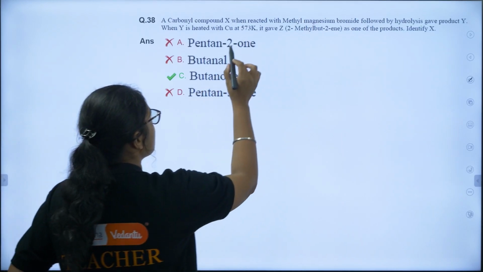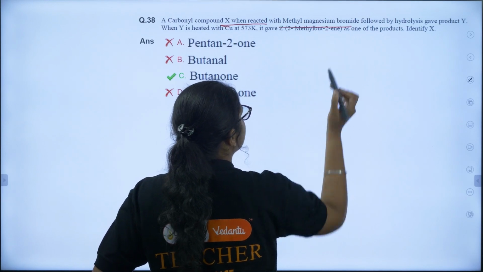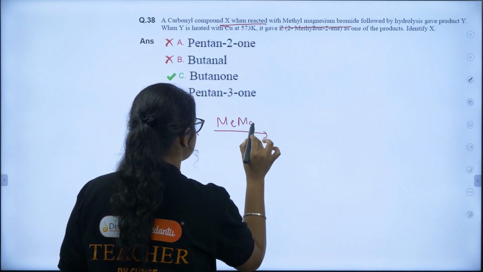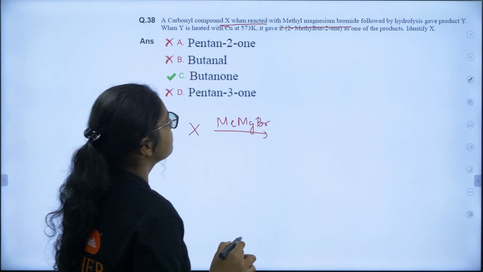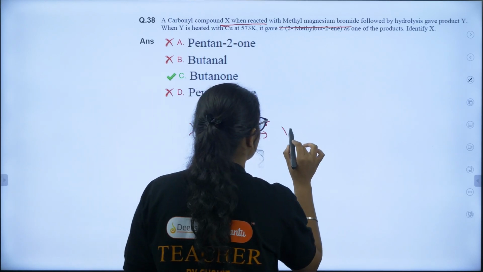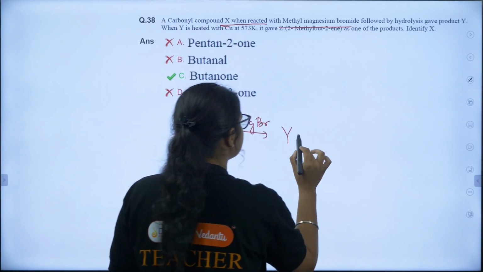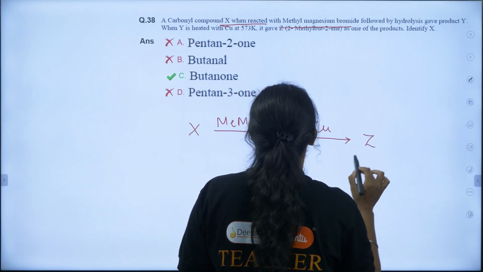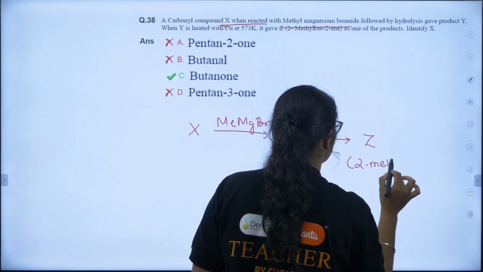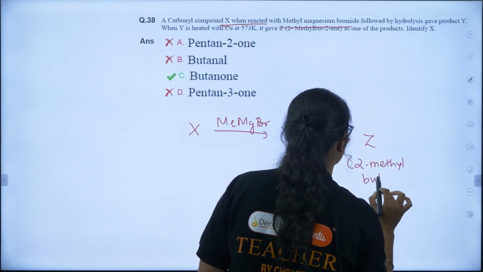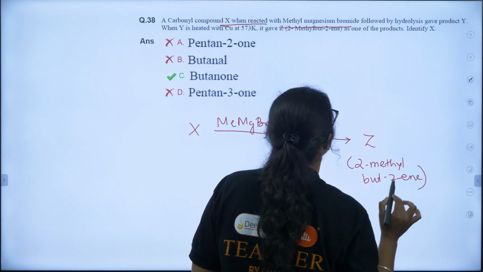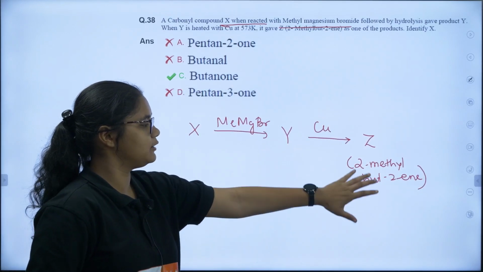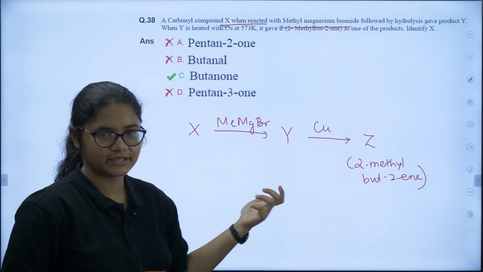Okay, next: a carbonyl compound X, reacted with methyl magnesium bromide followed by hydrolysis, gave a product Y. Now when Y is heated with copper at 573 Kelvin, it gave Z, and Z is 2-methylbut-2-ene. Then identify X. So if you see here, whenever you heat with copper and you are getting an alkene, that means Y must be a tertiary alcohol, right?